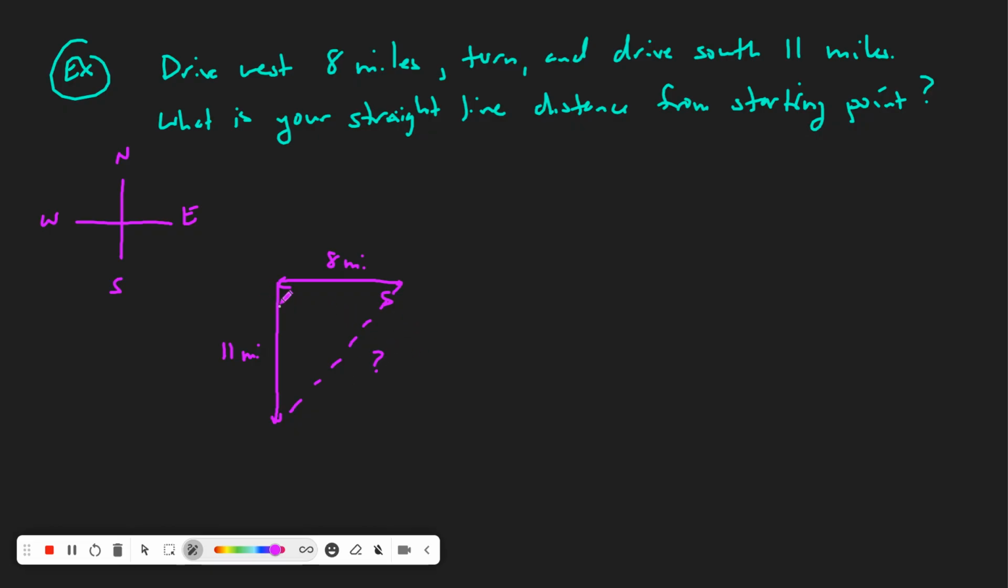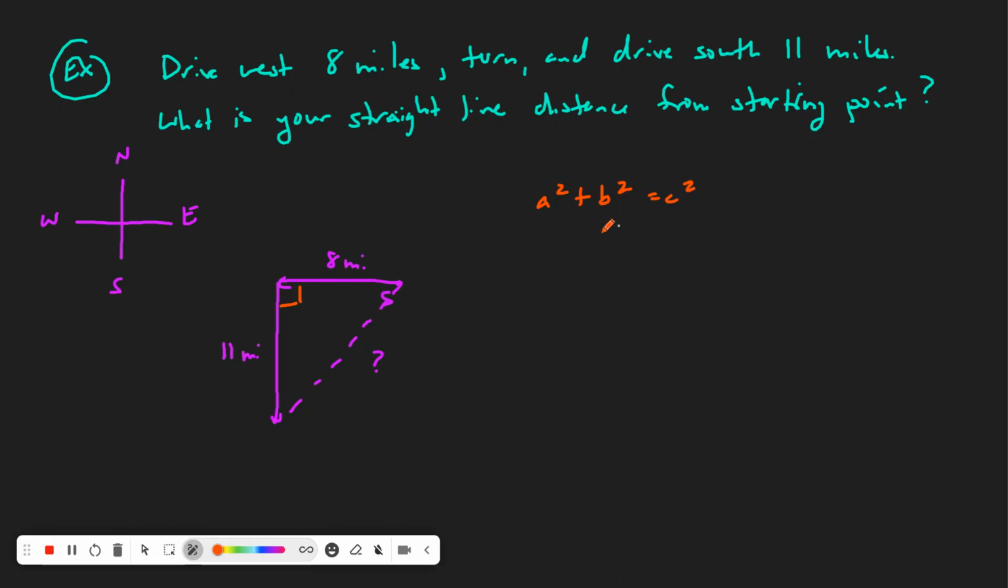Okay. So where the directions meet, where west and south meet, this is going to be the right angle in our problem. Let me change colors. I'll change to red. That'll be our right angle. So this is a right triangle. And if we're given 2 of the 3 sides, to find the third side, we'll use our famous Pythagorean theorem, a squared plus b squared equals c squared.